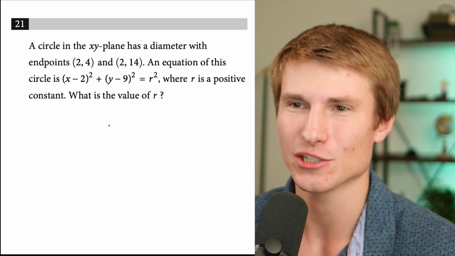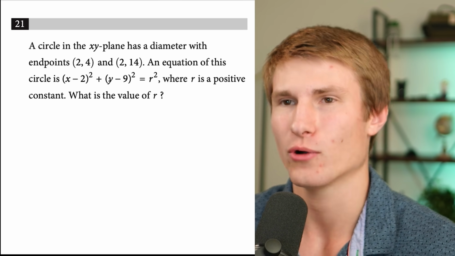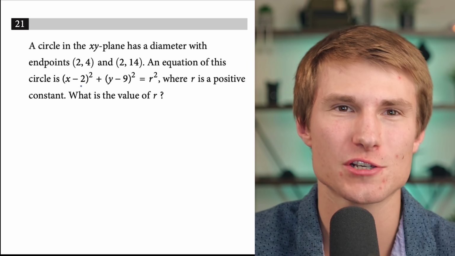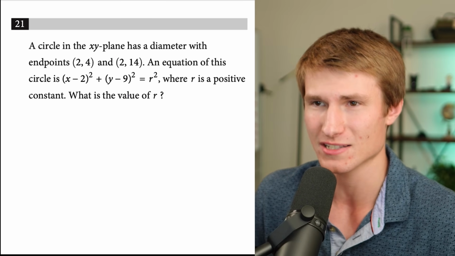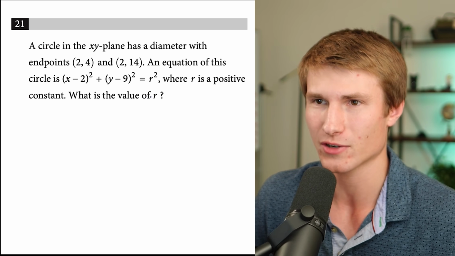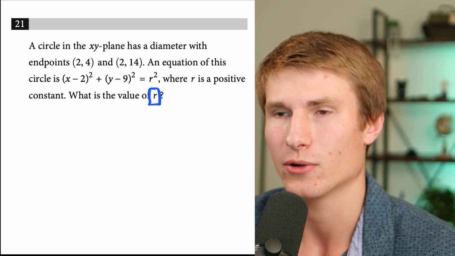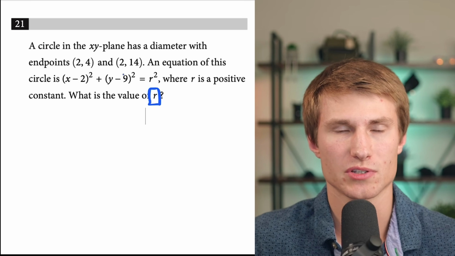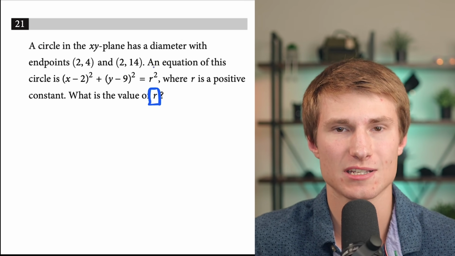Here's how to answer this question about circles on the SAT. Question 21 says a circle in the XY plane has a diameter with endpoints (2, 4) and (2, 14). An equation of this circle is (x minus 2) squared plus (y minus 9) squared equals r squared, where r is a positive constant. What is the value of r? Okay, what you need to understand here is that this is a question dealing with the circle equation. So it's important you know the circle equation going into the SAT because it is tested fairly often.